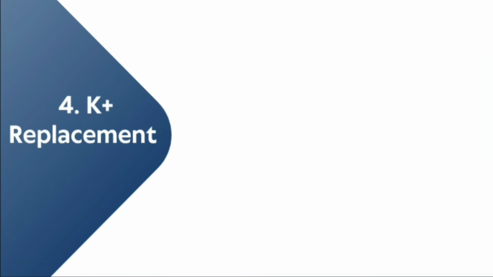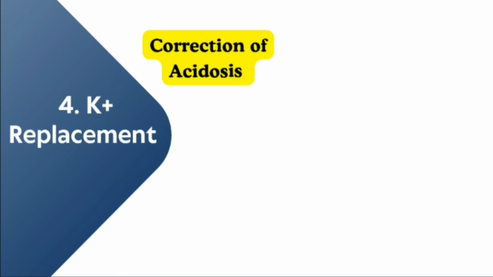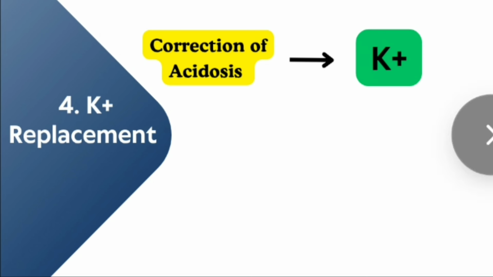Now let's discuss about potassium replacement. Total body potassium loss due to polyuria and vomiting can be as high as 200 milliequivalent. However, because of shift of potassium from the cells into the extracellular space as a consequence of acidosis, serum potassium is usually normal or slightly elevated before the start of treatment.